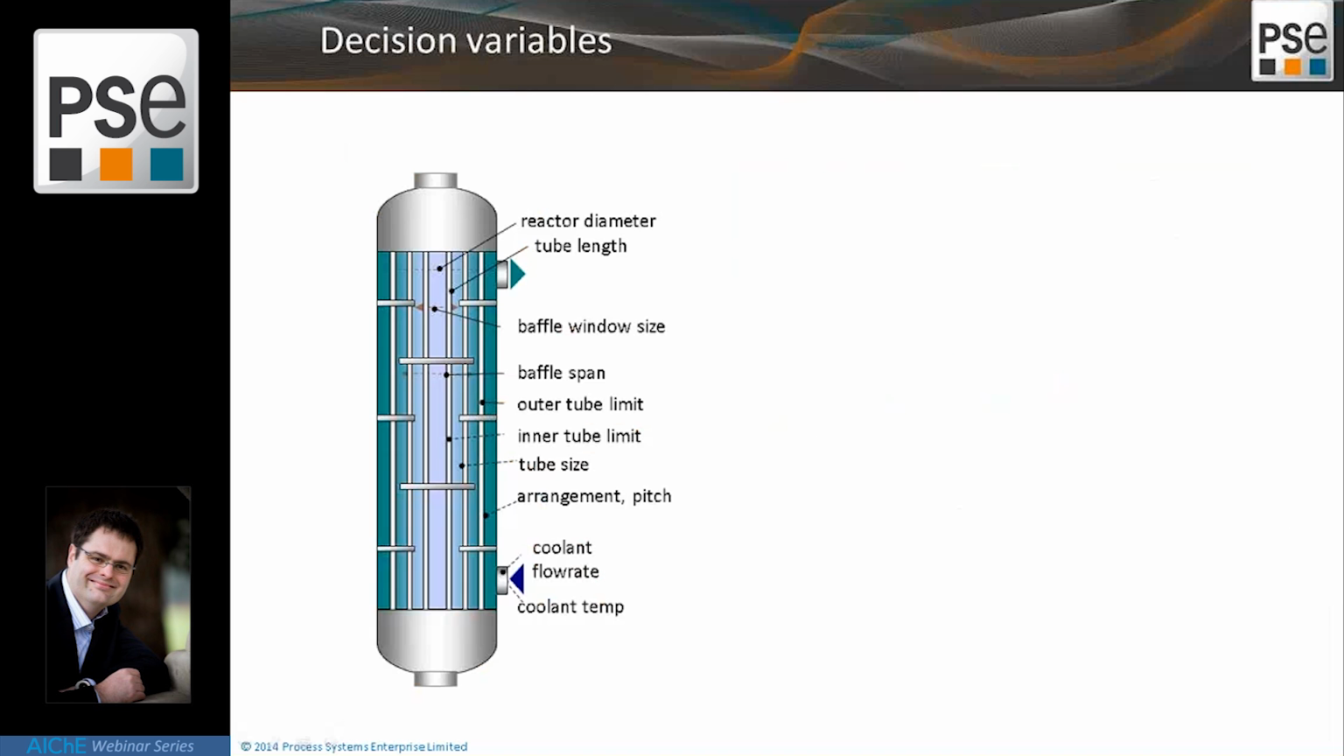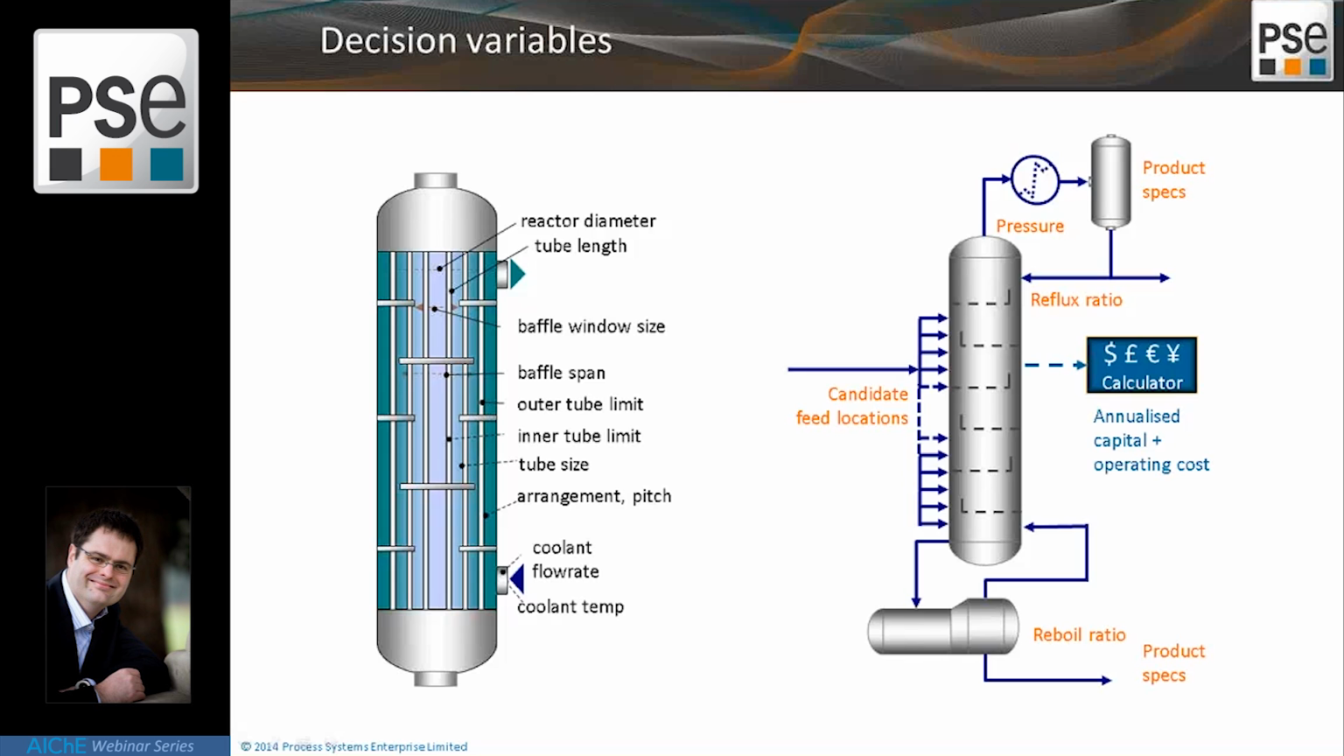So in the reactor, we looked at decision variables like the reactor diameter, the tube length, the baffle window size, the baffle span, but also things like coolant flow rates, coolant temperatures, etc. Since gPROMS can handle mixed integer and nonlinear programming problems, we can also include the number of baffles in the reactor. On the separation side, we looked at things like reflux ratios, reboiler ratios, product specifications, some constraints obviously, a number of trays, feed locations. These are all things that we can consider.